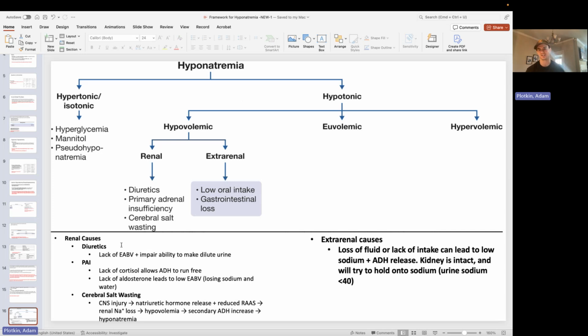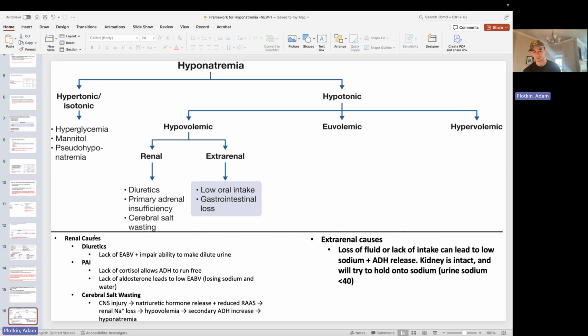So diuretics, especially thiazide diuretics, we're going to have a lack of effective arterial blood flow when we're using diuretics for a long time. And thiazides in particular impair the ability to make dilute urine. This could happen with any diuretic, but thiazides are the big culprit. So it's an inability to make dilute urine and a lack of forward flow.